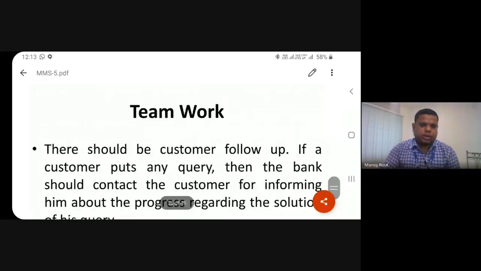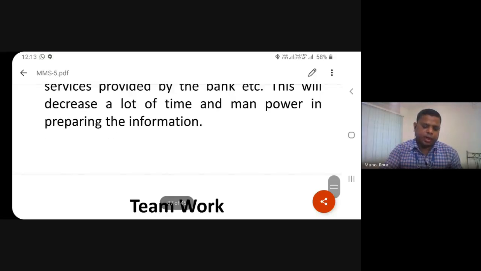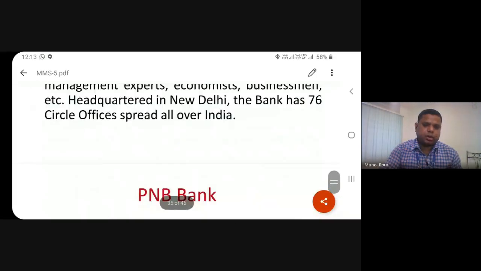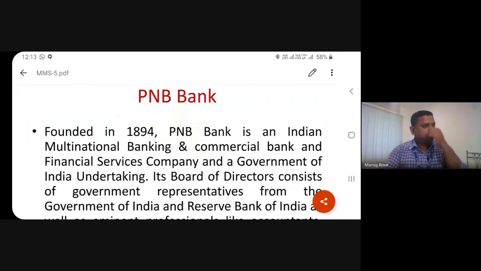So as you know, this is the First Bank of India. The bank name is Punjab National Bank. Go to the company profile or bank profile. This is the first bank in India from before independence, as it was founded in the British era.